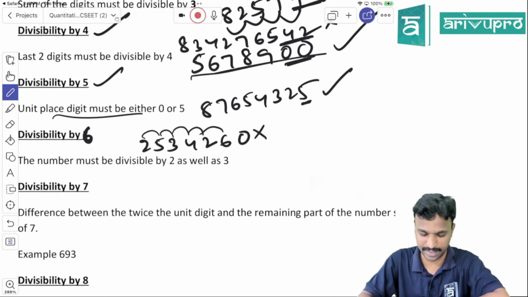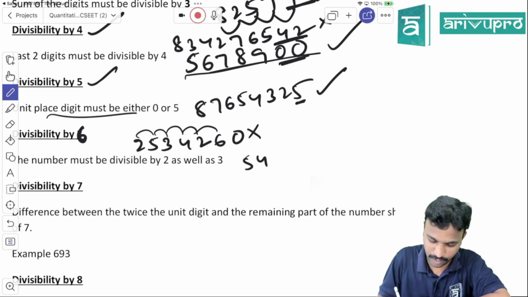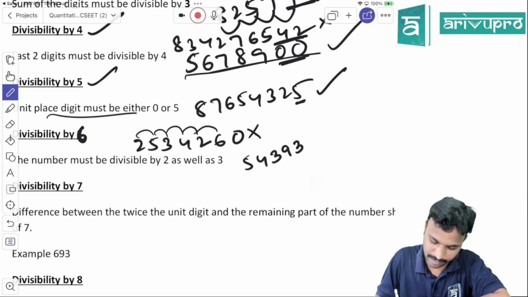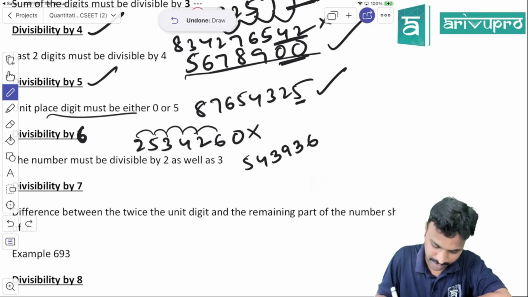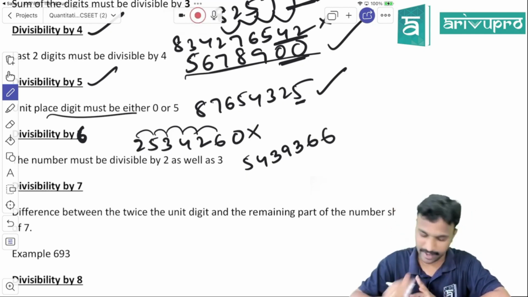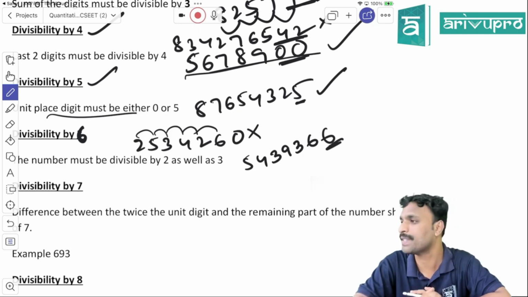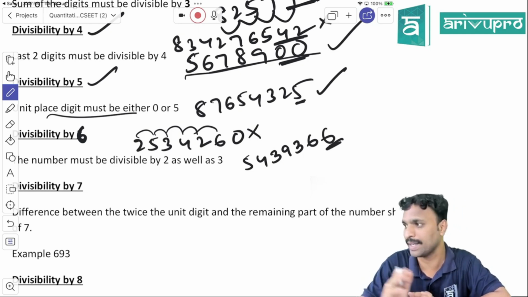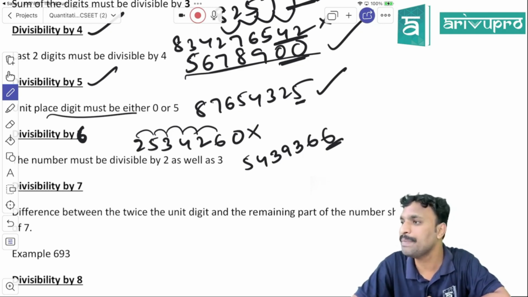Let's take another example. 5439362. Is it divisible by 2 first of all? Why? Because the number at the units place is divisible by 2. It's an even number, so it is divisible by 2. And is it divisible by 3 as well?